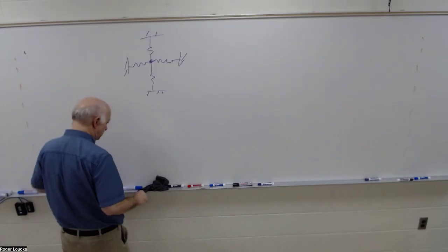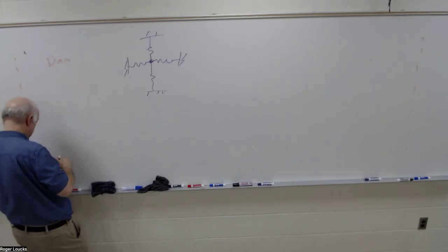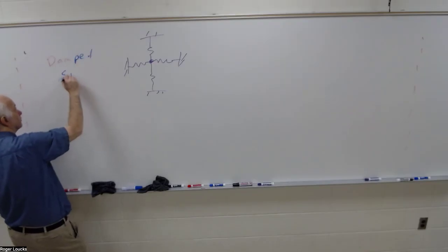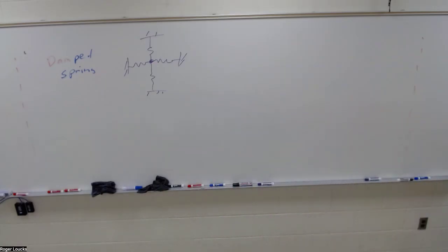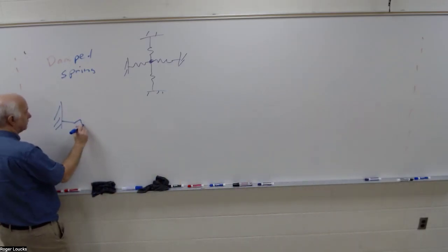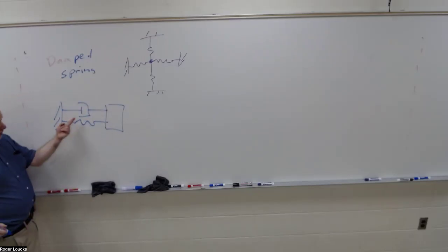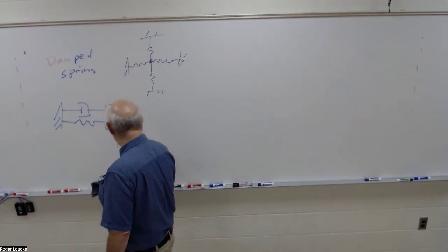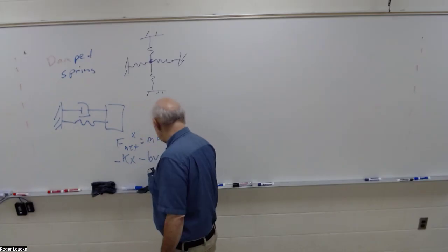So we're looking at our damped spring. Does that show up? Yes, it does. So what did we have? We had this here. This is our damping term. This is our spring term here. And we set up the equation, F naught, X equals MAX. What do we have? We have this minus KX minus BV equals MAX.